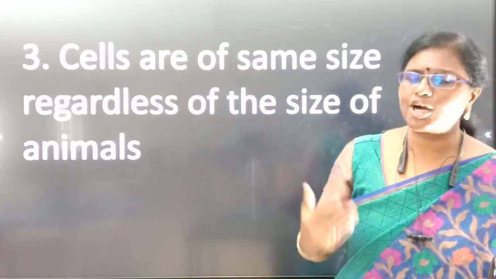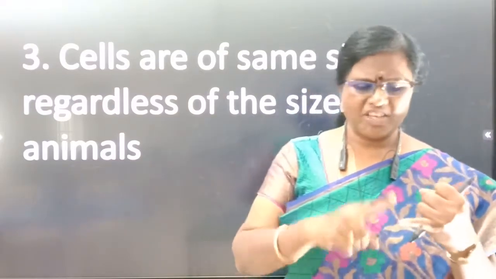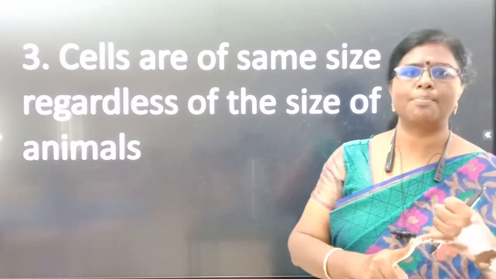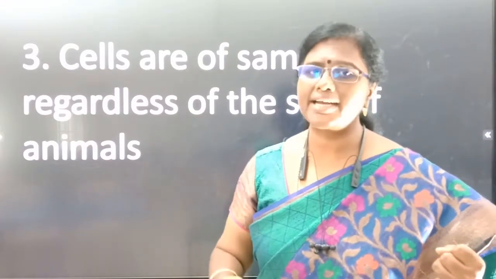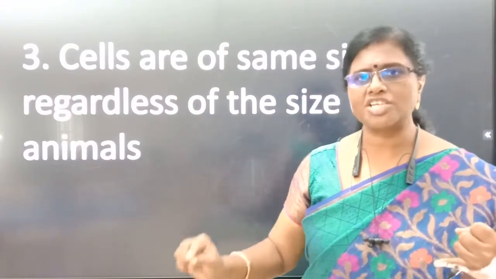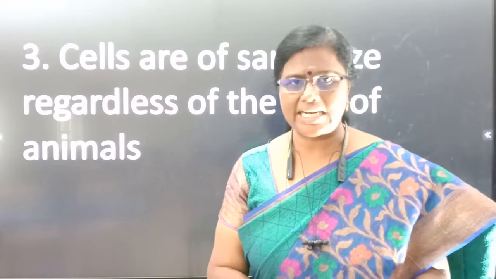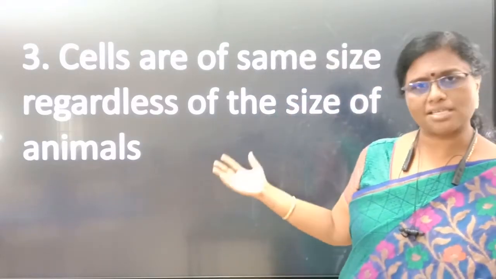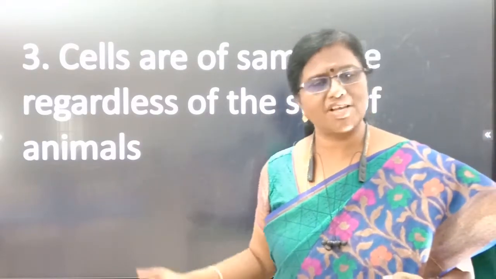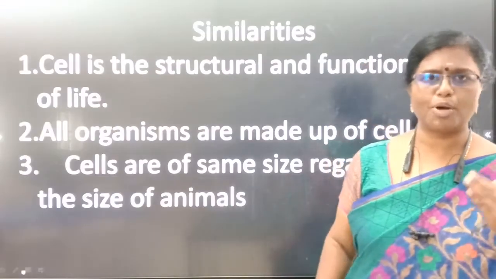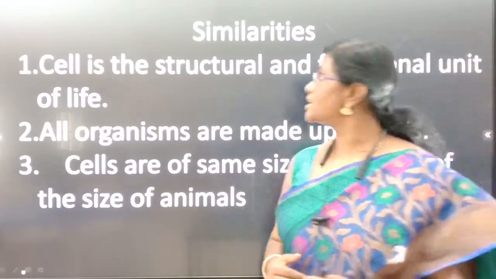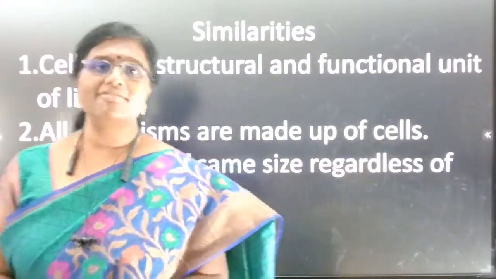Once again I will recall the 3 points. First point, each and every organism is made up of cells. How to write that sentence? Cell is the structural and functional unit of all living organisms. Second, all organisms are made up of cells, and third, cell size is not related to the size of the organism. So, these are the 3 points we have learned. With this, we are going to derive cell theory.